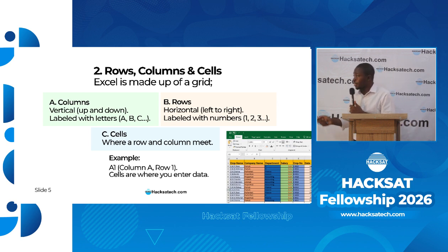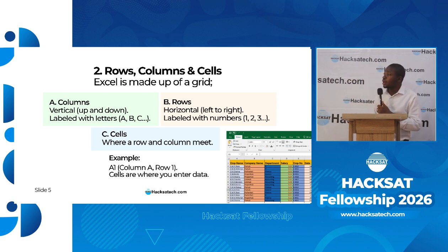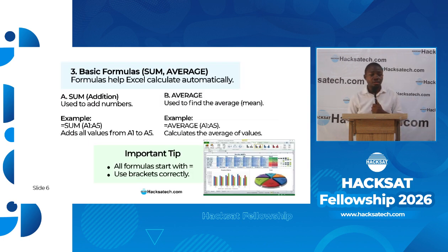Number 3 is talking about basic formulas, like sum and average. Formulas help Excel calculate automatically. The reason why Excel is used in finance is because of the formulas it uses in calculations, finance, and a lot of other things. A, sum, that's addition, used to add numbers.